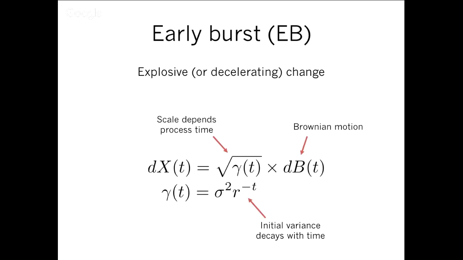For each moment of time, we have a Brownian motion that's creating this stochastic variation, but we're rescaling the rate of change in a deterministic sense. And this is through this function here, which is a gamma function, to borrow from Blomberg's work. The rate of variance, the initial variance sigma squared, decays with time, and that's what generates the slowing or the explosive appearance in the slide I showed you previously.